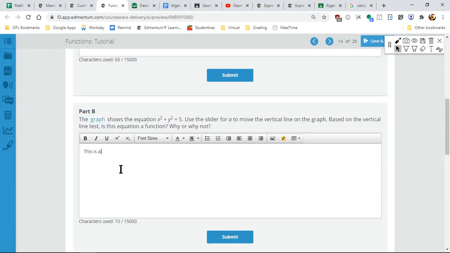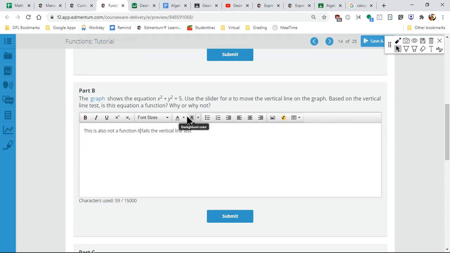This is also not a function. It fails the vertical line test a lot. You can even say it always fails the vertical line test. Whatever you want to say in your own words, go for it. I'm just here explaining it to you.